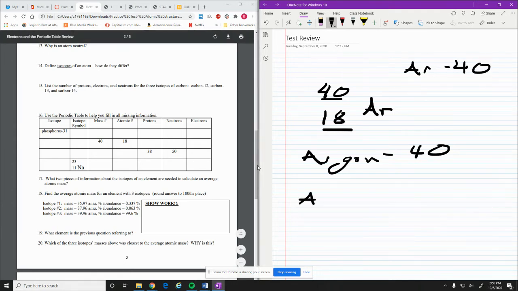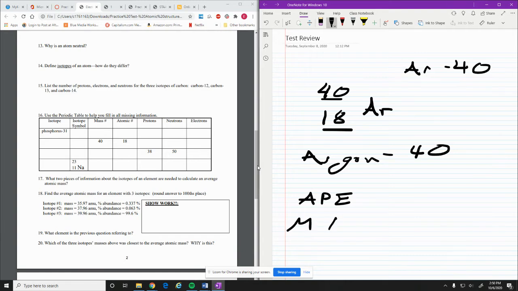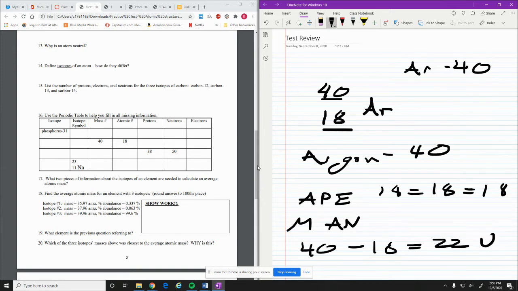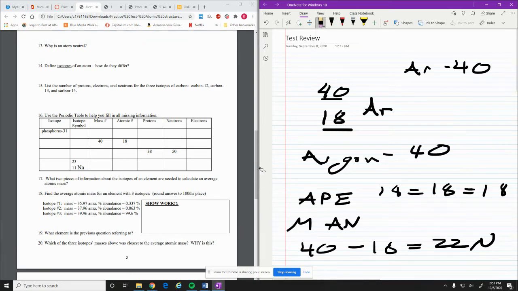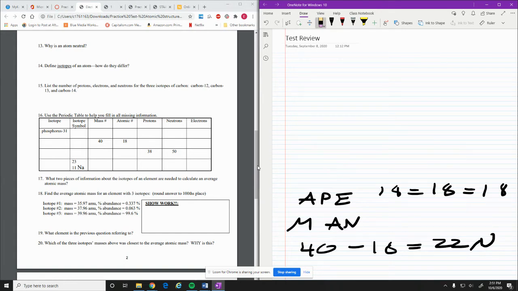We just follow, again, APE MAN, where we have atomic is 18, which means proton is 18, which means electron is 18. And then neutron, our mass was given, 40 minus our atomic 18. 40 minus 18 is 22 neutrons. Okay, and that's it. That's pretty much page 2. We're going to do one more on here, and then we'll move on to page 3, which is the last page.